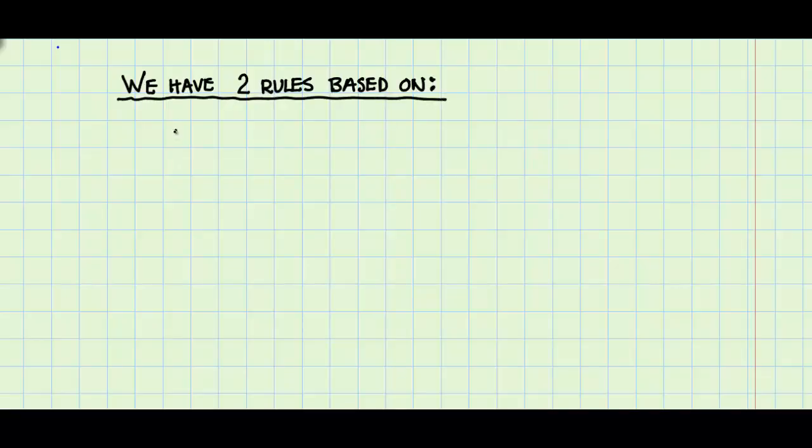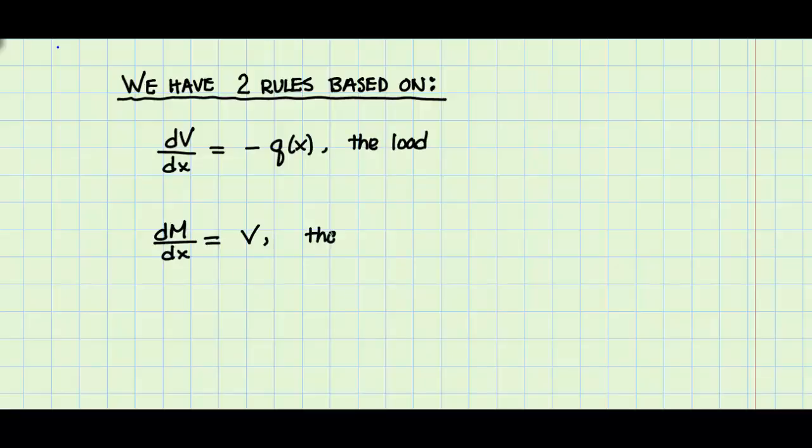So, we have 2 rules for building shear and moment diagrams. The slope of the shear at any point is equal to the negative of the load at that point. The slope of the moment at any point is equal to the shear at that point.